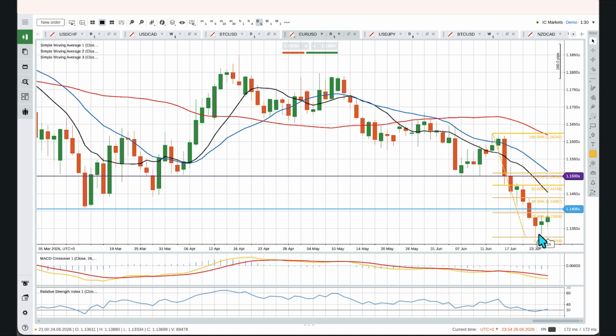Now we can see that the market has started its pullback, so I'm watching this chart quite closely. Similar story is dollar Swiss.